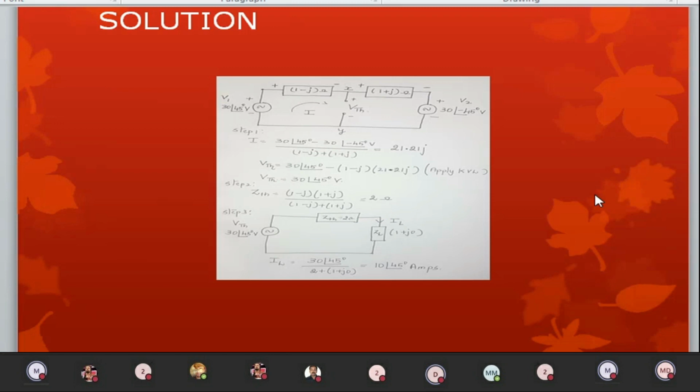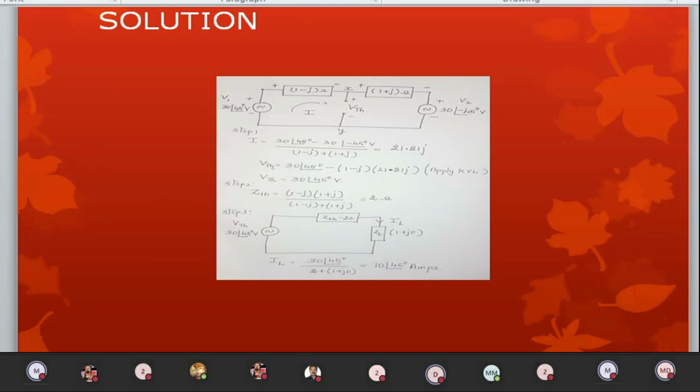Okay. Now let us approach the problem. The first step to determine VThevenin is to remove the load impedance ZL. Virtually you have only one loop and only one current flows. So the first step is to determine the total current, I is equal to V by Z.